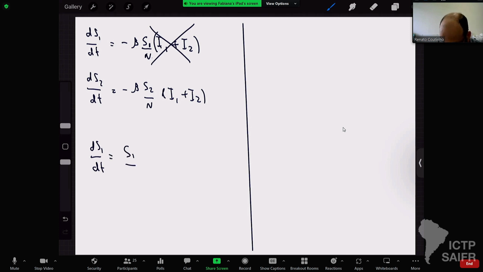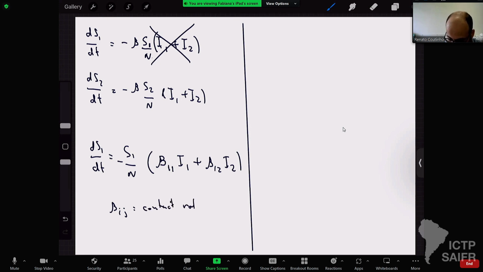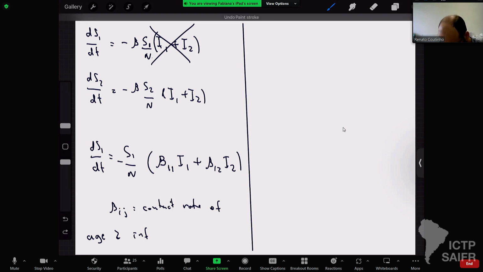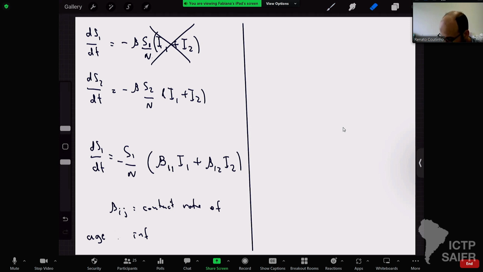You have S1 over N, a minus here, and you have individuals, you have specific terms here, right? So I say that beta ij is the contact rate of age i infecting age j, right? Not age i, age j, infecting individuals from, or of, age I. Okay, so far so good.